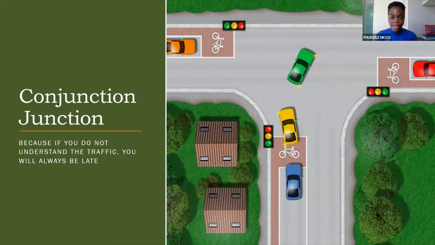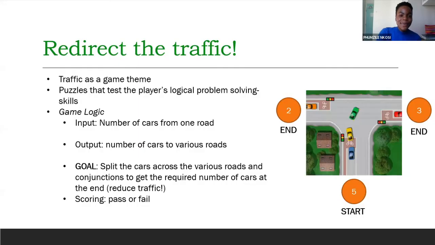We tried to build a game. The game that we have is called Junction, as you can see. We believe that if you do not understand the traffic, then you may always be late. You can't always change how the traffic flows, but maybe you can do something sometimes. The overall view and summary of our game is shown.